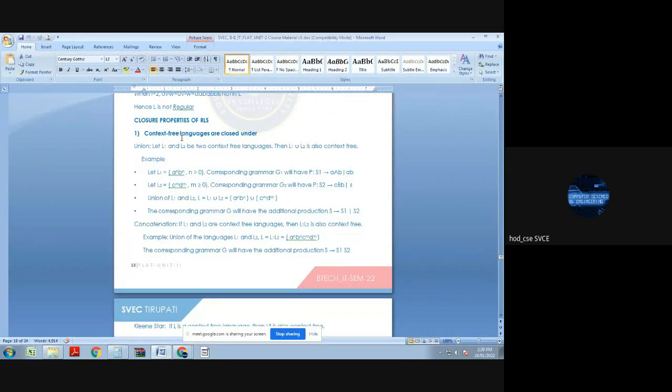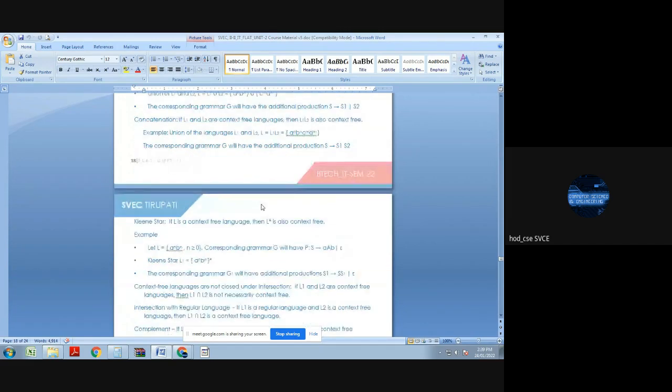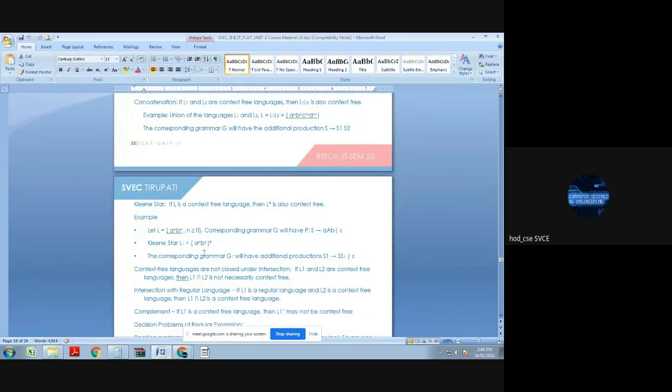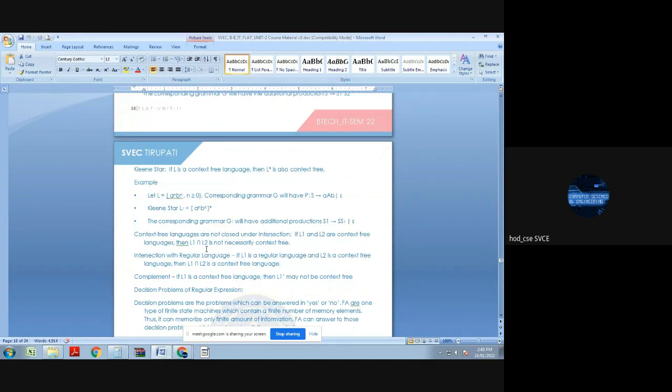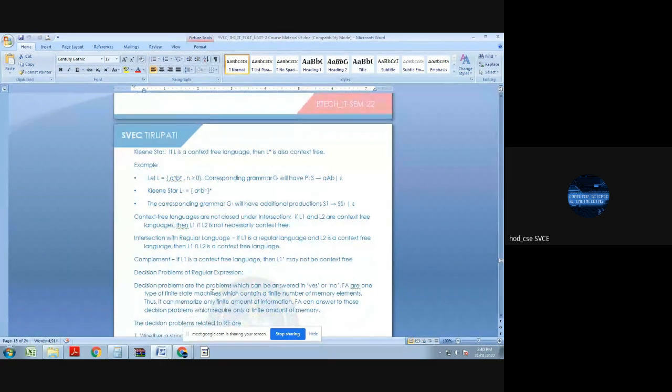In the same manner, concatenation also. If L1 is one language and L2 is another language, then the concatenation of L1 and L2 will also be a context-free language. Kleene star is also closed. If L1 is a context-free language, then L1 star is also a context-free language.